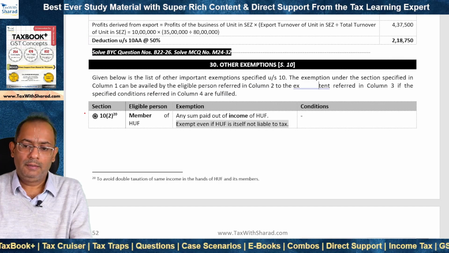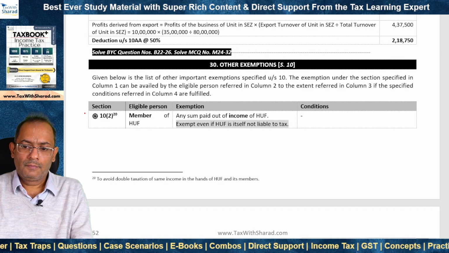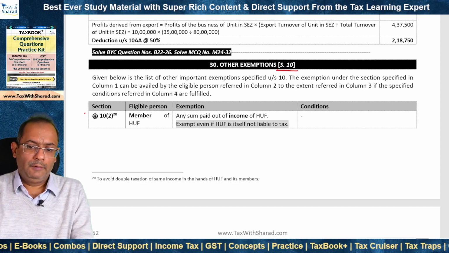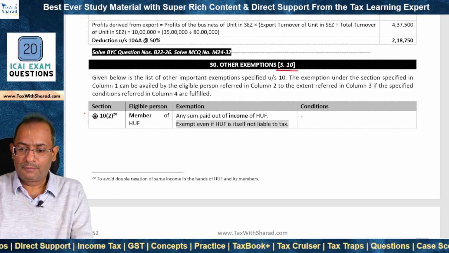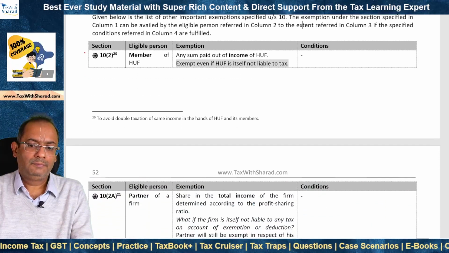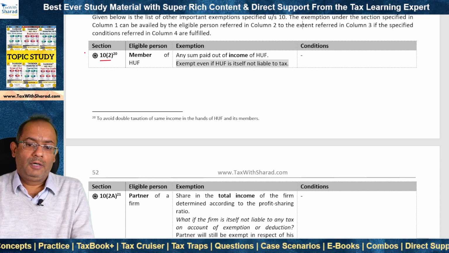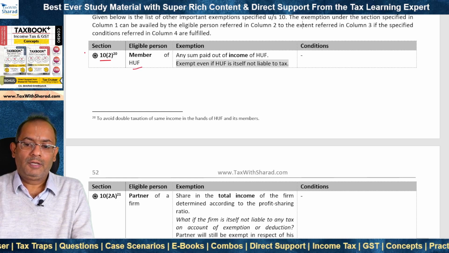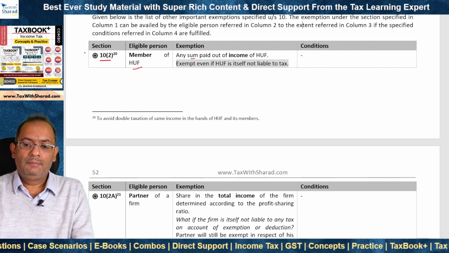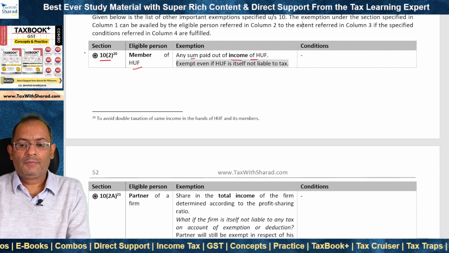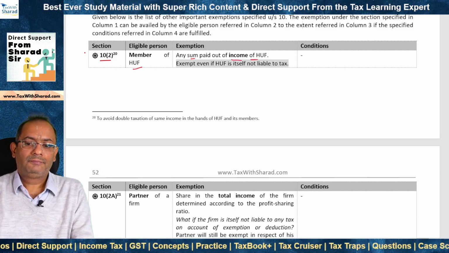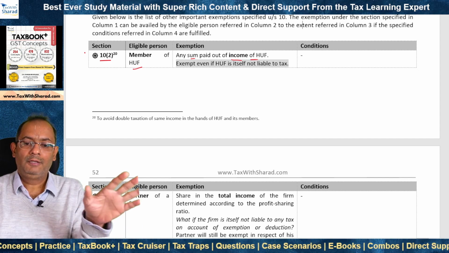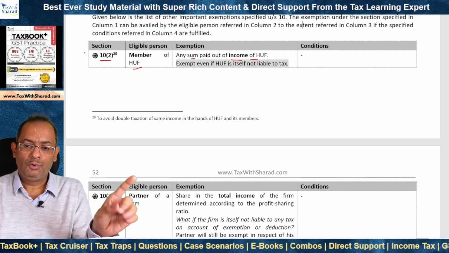We will now look at certain important exemptions specified under section 10. And we will only look at those exemptions which are important from an exam perspective. So under section 10(2), a member of HUF is entitled to exemption for any sum which has been paid out of the income of HUF. So if a person is the member of an HUF and he is paid any sum out of the income of HUF, then such sum is not taxable in the hands of such member of HUF under section 10(2).